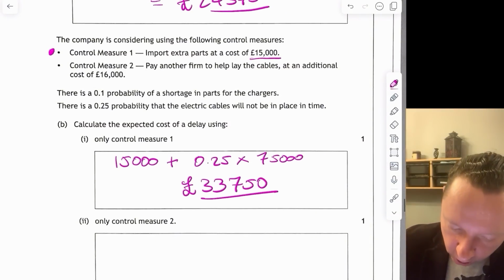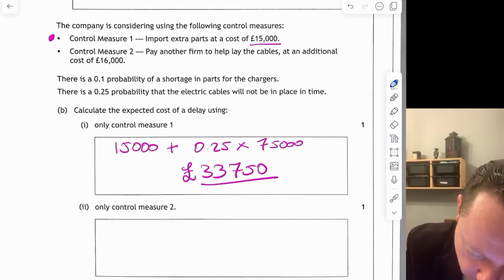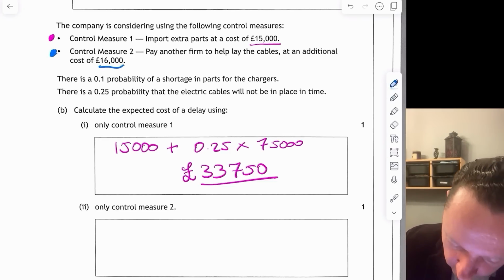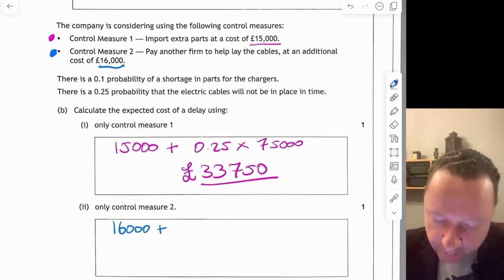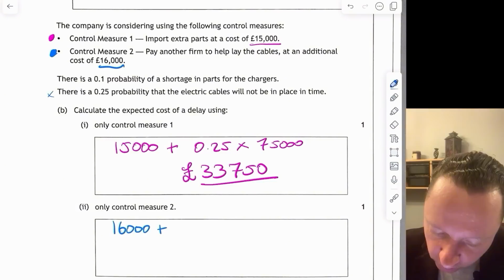So only control measure 2. I'll do this in a different colour so it's clear. We're using this one. That costs 16,000. And that is pay an hour firm to lay cables. So if we're laying cables, that means that this will not happen, so we don't need to think about it.